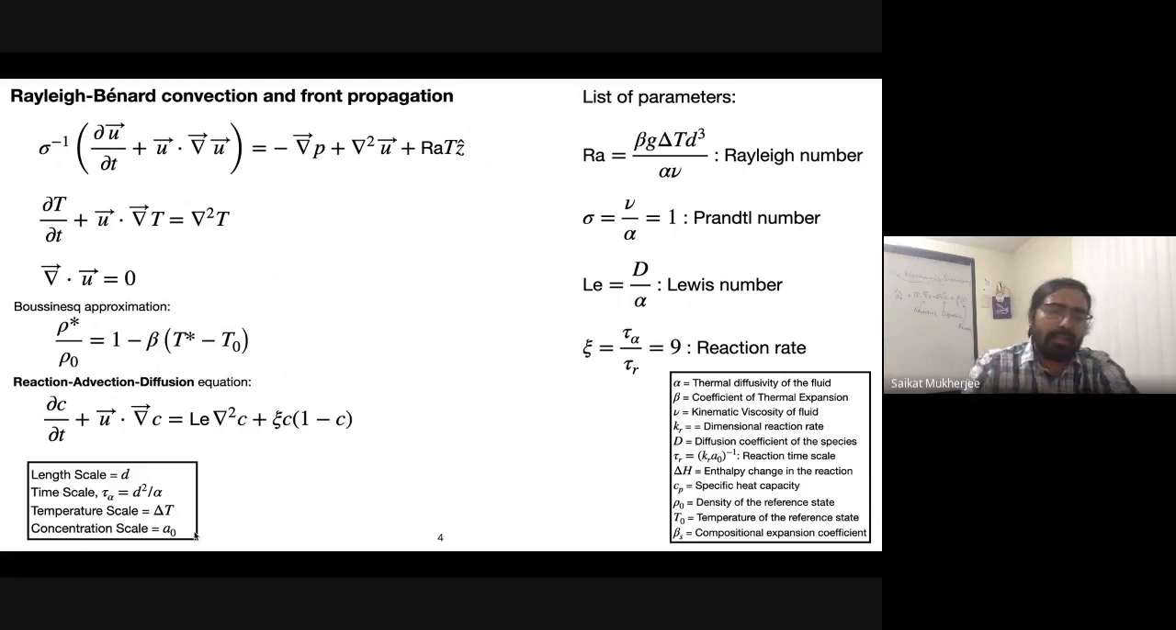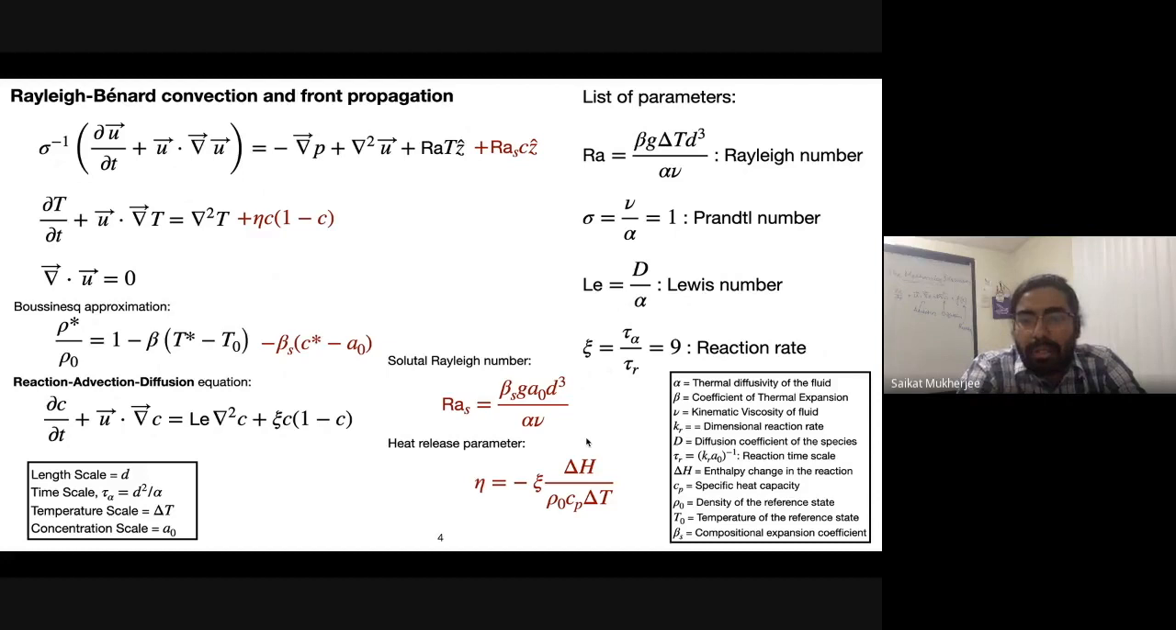Another important term here is xi, which is our reaction rate. Xi multiplies this production term, so as you increase xi, you have a stronger and stronger reaction. We have fixed the value of xi to 9 non-dimensional units, keeping in mind the Damkohler and Peclet numbers, which I'll come to later in the discussion.